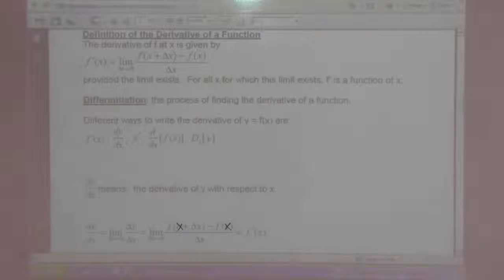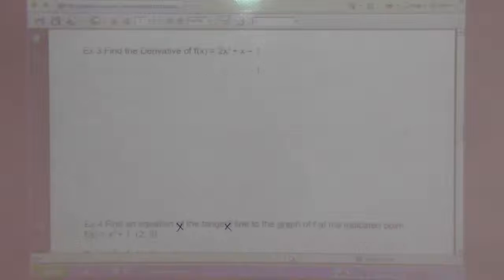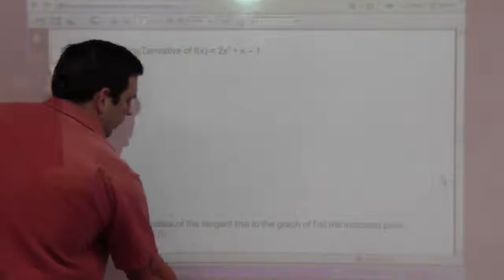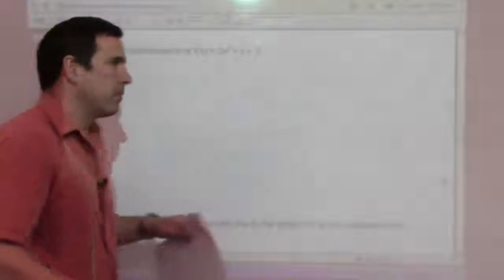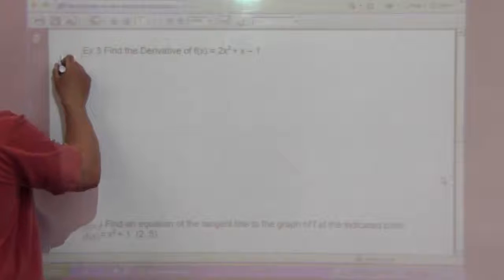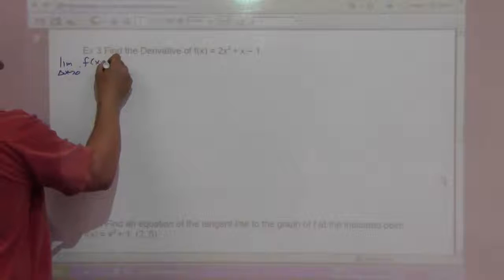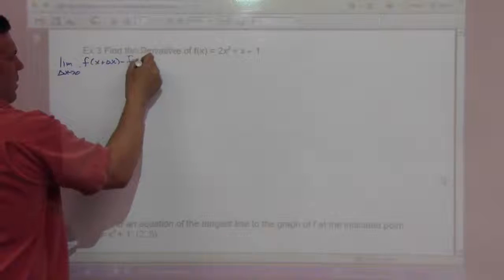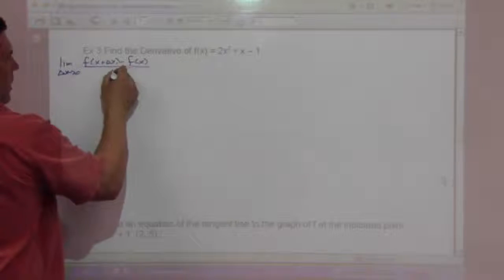Moving on to example 3. Find the derivative of f of x equals 2x squared plus x minus 1. So this is not going to be at a specific point. This is the general derivative. So we're looking at the limit as delta x goes to 0 of f of x plus delta x minus f of x over delta x.